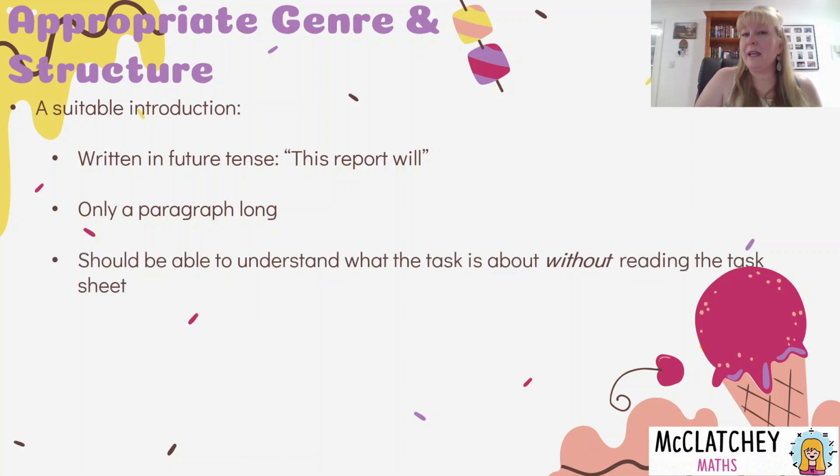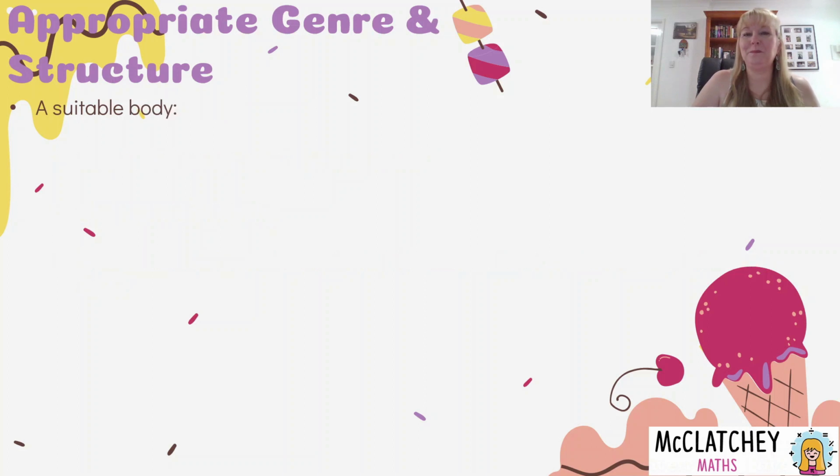You should be able to understand what the report is about, without reading the task sheet, from the introduction, and that is really important. So cover up the rest of your assignment and just read the introduction. If that summarizes your assignment, perfect. Ask an adult, do you know what my assignment's about just from reading this, and get them to tell you what they think the assignment is about. If they're off track, then you haven't done the right thing with your introduction.